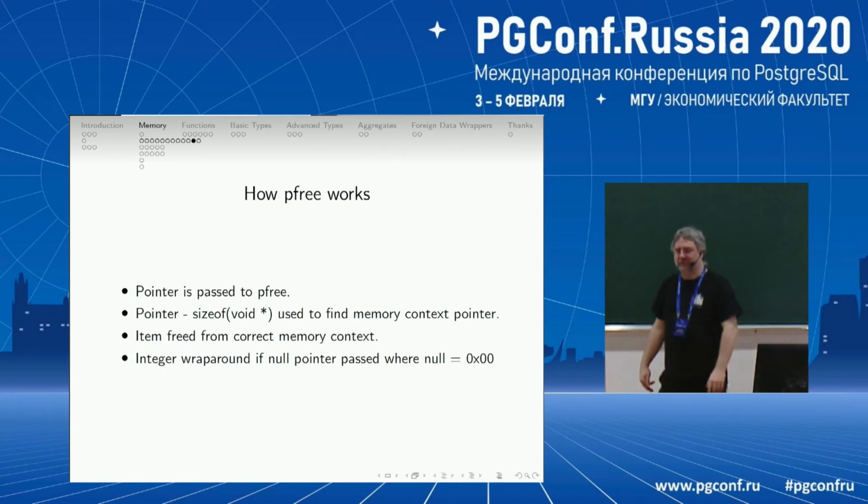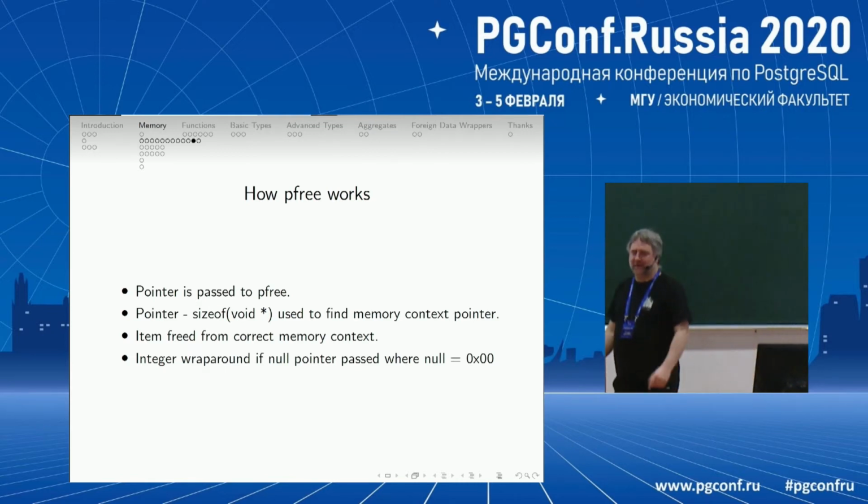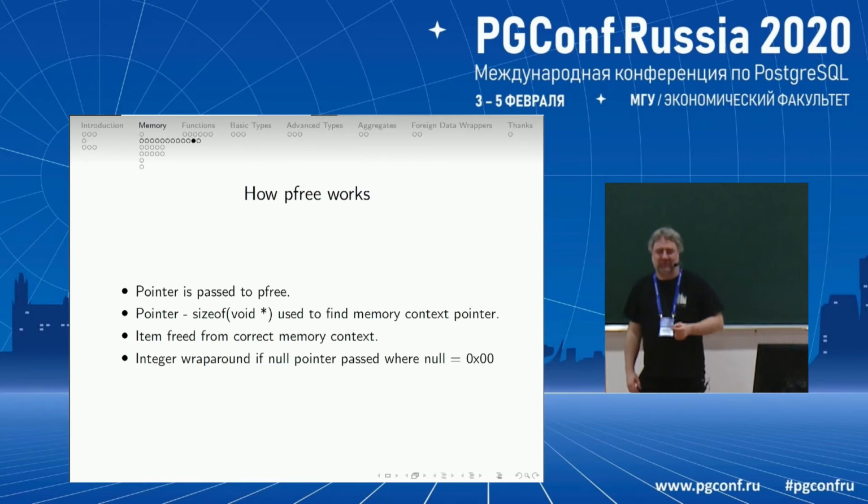If you pass a null into pfree, you'll get a wraparound and you'll get an access violation in Windows or a segmentation fault in Linux because it'll wrap around into kernel space.